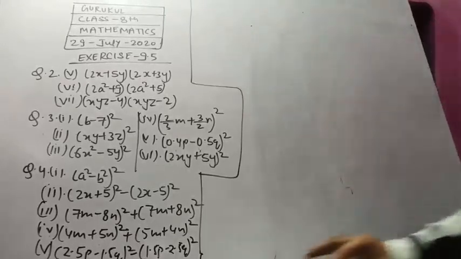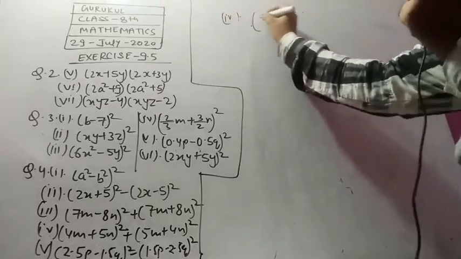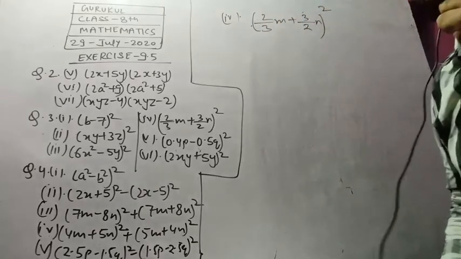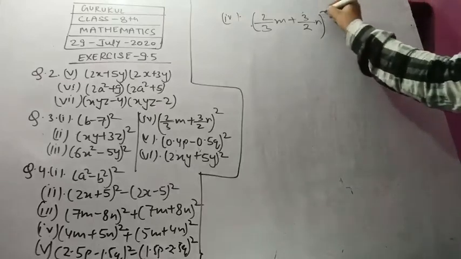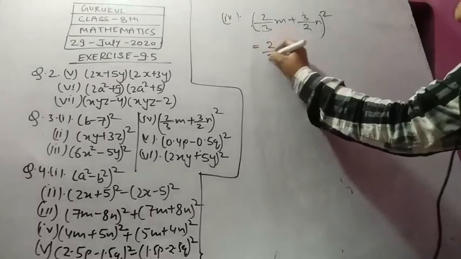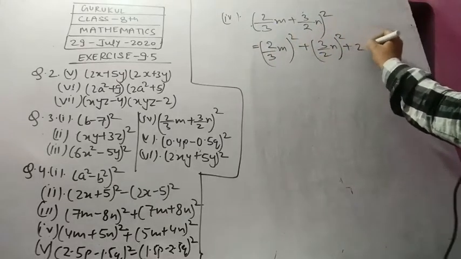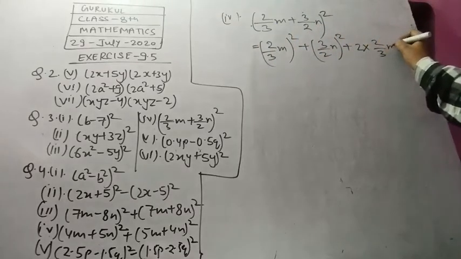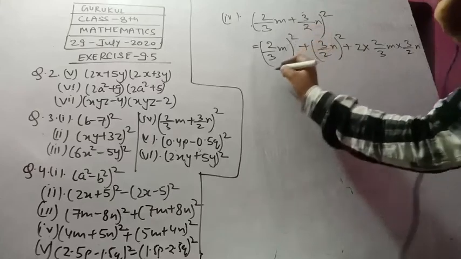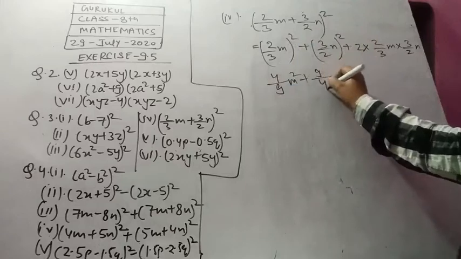Now students, let us solve fourth part of question number 3, and that is (2 upon 3m plus 3 upon 2n) whole square. So here the identity we are going to apply is the same one, that is (a plus b) whole square, that is a square plus b square plus 2ab. Apply this. So first term square plus second term square by the identity, plus 2 into first term 2 upon 3m, second term 3 upon 2n. Solve this. 2 by 3 square, 2 square 4, 3 square 9. So 4 upon 9 m square. 3 square 9, 2 square 4 n square.